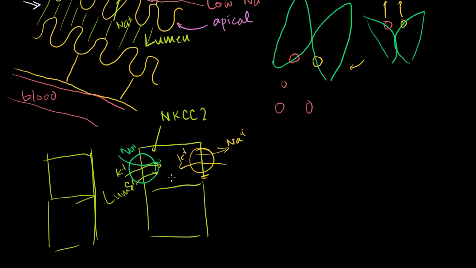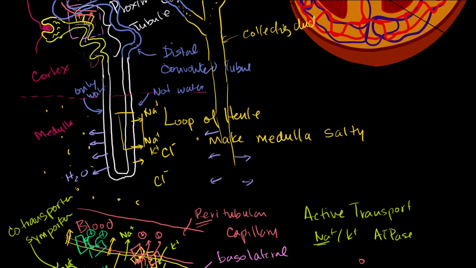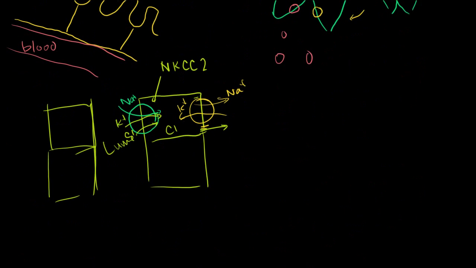And so eventually you're going to end up with a lot of chlorine here, and potassium from both directions. But as long as this is porous to chlorine, if this concentration gets high enough, the chlorine is going to make its way out and help make the medulla that much saltier along with the sodium. Same thing in the distal convoluted tubule. There, calcium is a little bit different.